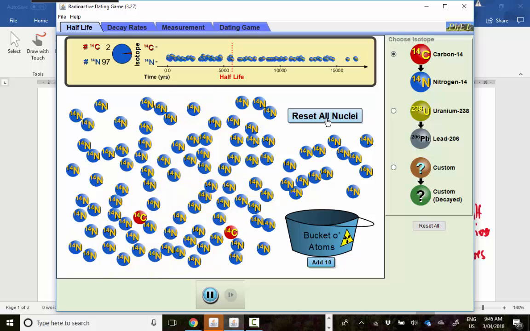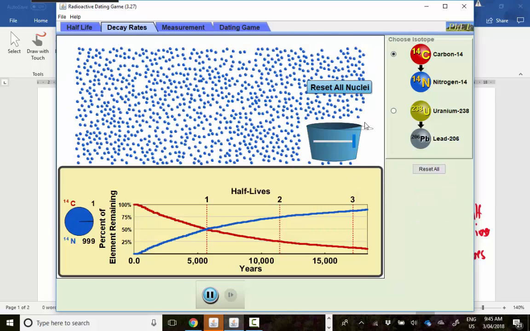Okay, so going there doesn't show you all that nice a graph, but this one's probably better. If I resettle the nuclei, you can see the carbon is decaying and therefore the nitrogen is increasing at that particular point. So one half-life is roughly about 5,000 years. Two half-lives is about 10,000 years. So it's about 5,000 years for the carbon-14 decay.